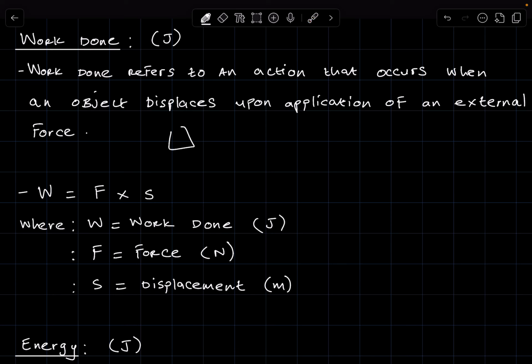So say you have a table here and you move the table up to there. You apply a force here and the table displaces from this point to that point. When that happens, that is when work is done. So the definition of work done is exactly that. You can look at it from a practical perspective: when you apply a force on an object and the object displaces, that is essentially what work done is.